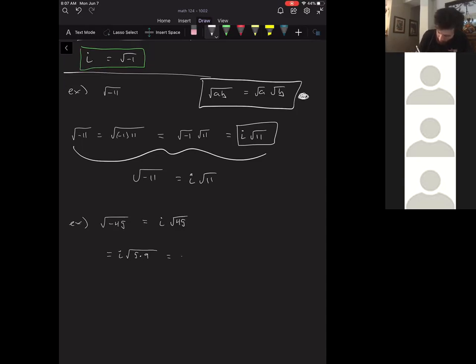And then using the property above, the property that we keep using, this is going to be i, then the square root of 5 times the square root of 9. And then we know the square root of 9 is 3. So this is going to be 3i square root of 5.